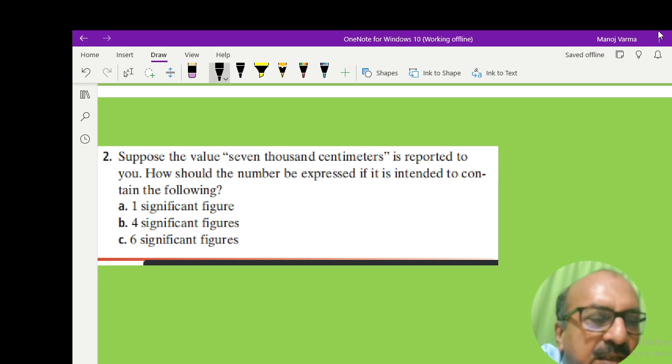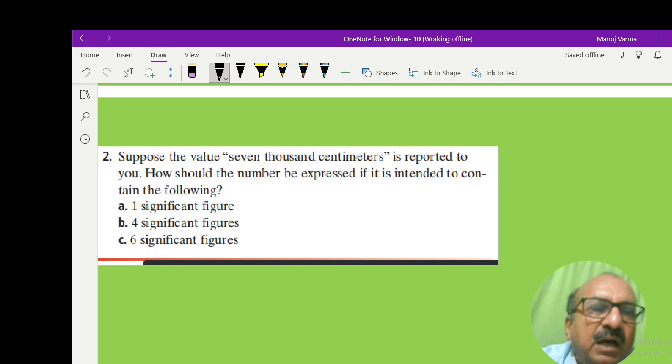So now we have to write 7,000, and it should have only one significant figure. So obviously our answer should be 7 and 1000. So 7,000. These three zeros will not be significant, so it is only one significant figure.